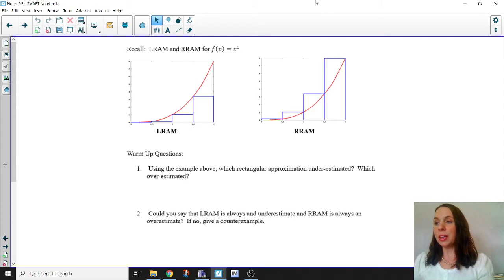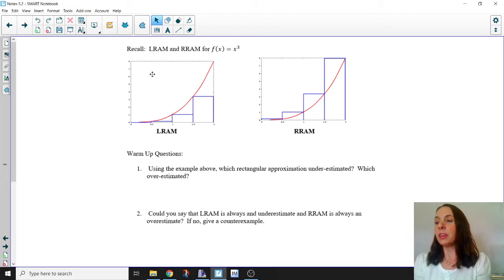Okay, so let's recall something that we saw in the last section, and that is the LRAM approximation and the RRAM approximation for the function x cubed over the interval from 0 to 2. In the warm-up questions, it says, using the example above, which we saw in the last set of notes, which rectangular approximation underestimated and which overestimated?